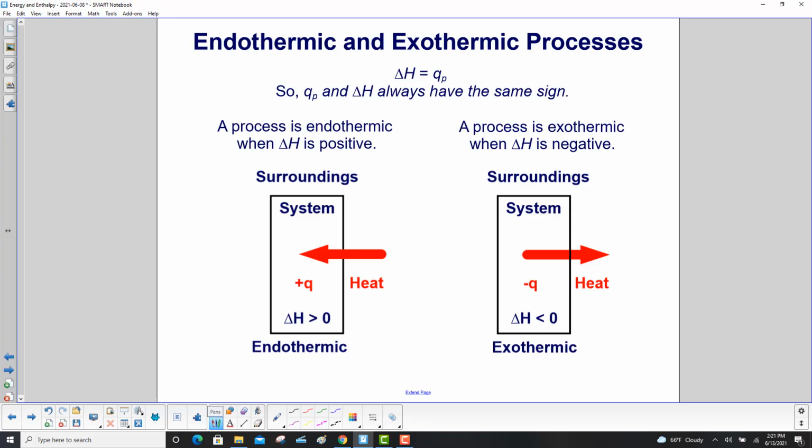We've already stated that the change in enthalpy is equal to the heat transfer, Q sub P. So Q sub P and delta H always have the same sign. So we have an endothermic process. That's when delta H is positive. Right here, we've got a plus Q, heat's coming in. So delta H is greater than 0, as is Q. That's an endothermic reaction. We're exothermic when delta H is negative. So here, delta H is less than 0. Heat is negative Q, which means it's being transferred out of the system to the surroundings, an exothermic reaction.